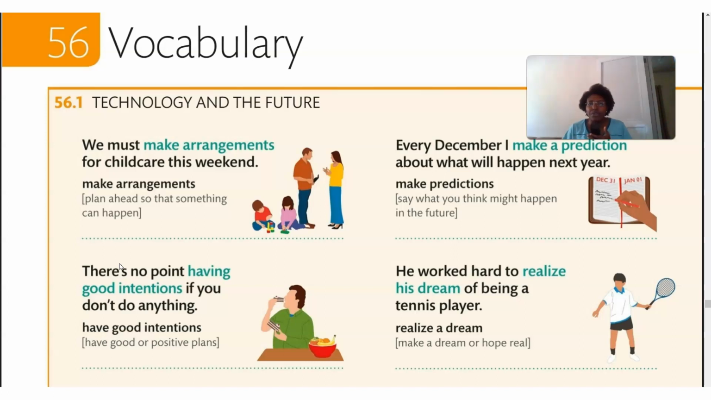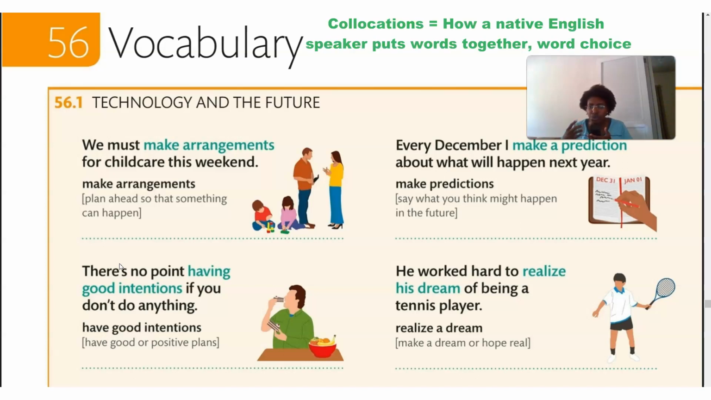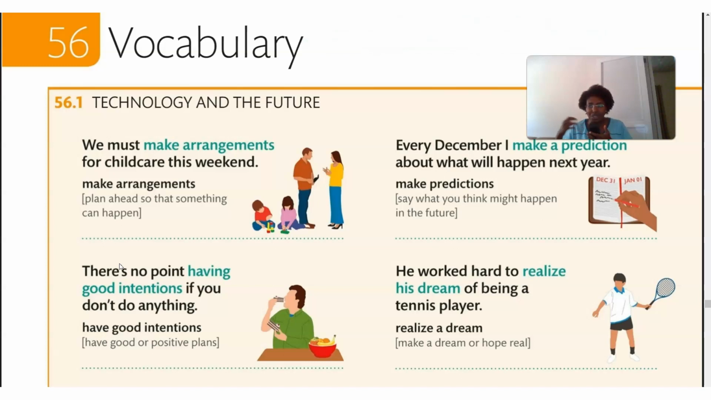I want you to take note of how the words are put together. These are called collocations, meaning how a native would choose words, how we would combine words, what verbs, nouns, adjectives we like to use together. So take note of that, the arrangement of the words. So what we'll do is I'll just pick one from each screen and then we'll go through them, okay?